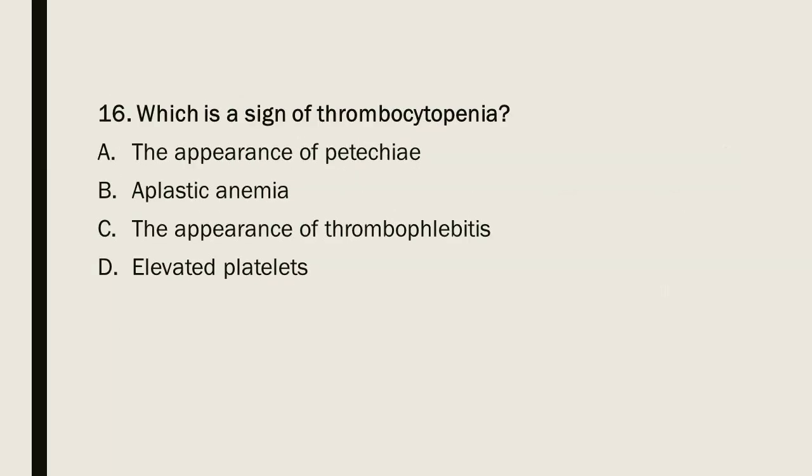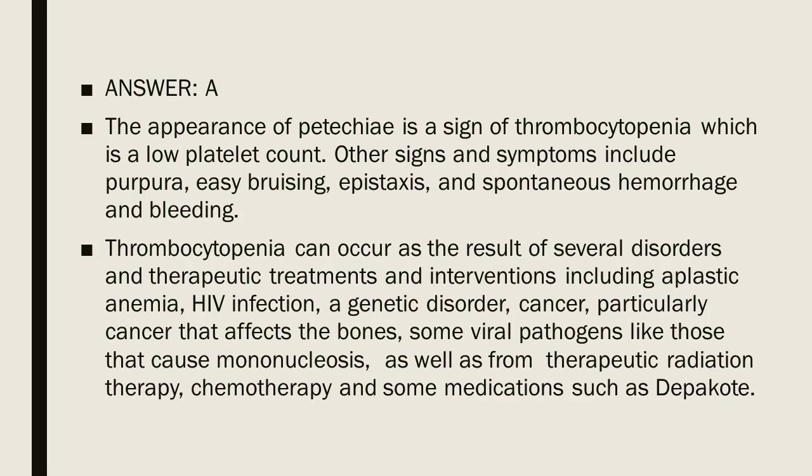16. Which is a sign of thrombocytopenia? A. The appearance of petechiae. B. Aplastic anemia. C. The appearance of thrombophlebitis. D. Elevated platelets. Answer: A. The appearance of petechiae is a sign of thrombocytopenia, which is a low platelet count. Other signs and symptoms include purpura, easy bruising, epistaxis, and spontaneous hemorrhage and bleeding.